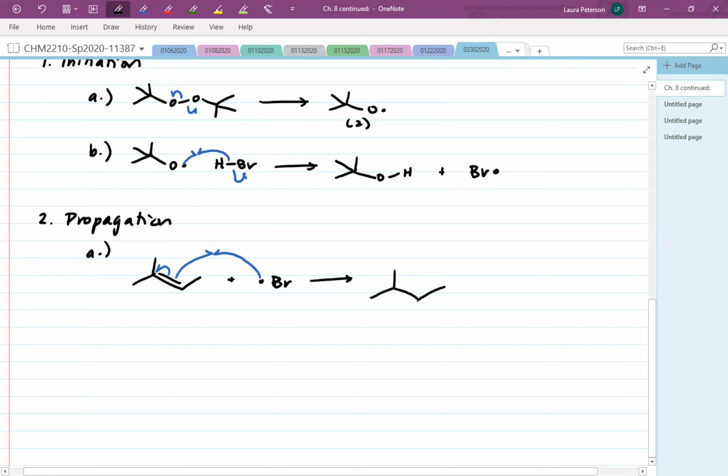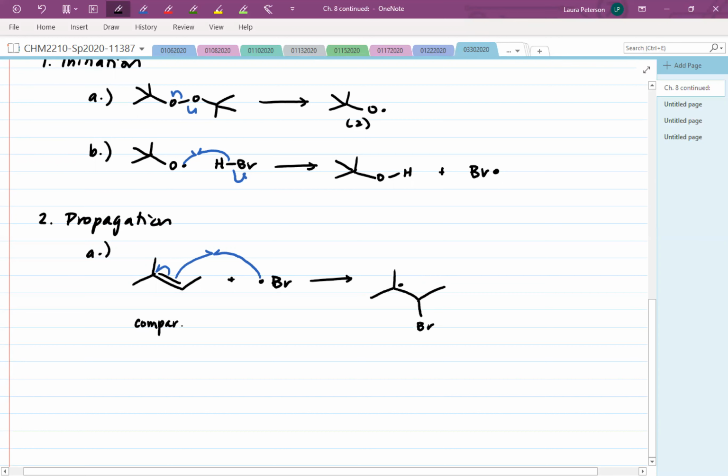Okay, so we just added the bromine to that secondary position. So why did I add the bromine to the secondary position? Well, that was so that the radical would be at the more substituted position. So I'm still following the path of least resistance in terms of energy. And in this case, I'm putting the bromine at the less substituted position so that the radical ends up at the more substituted position.